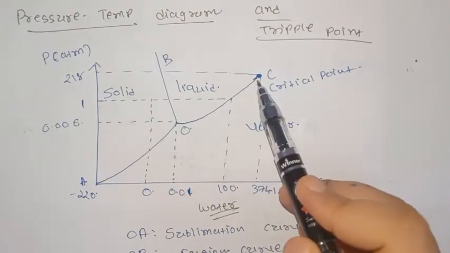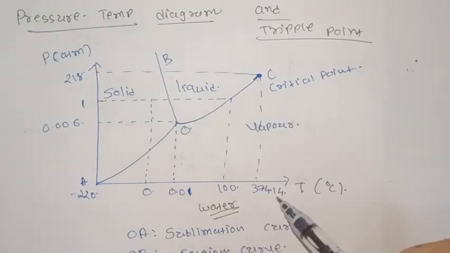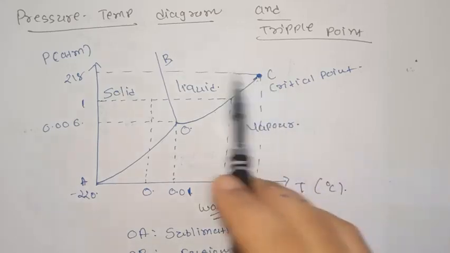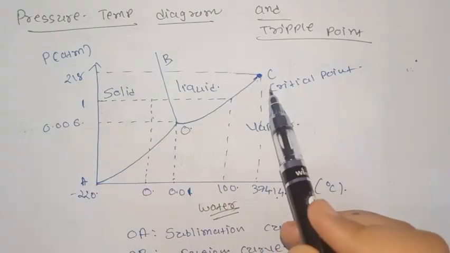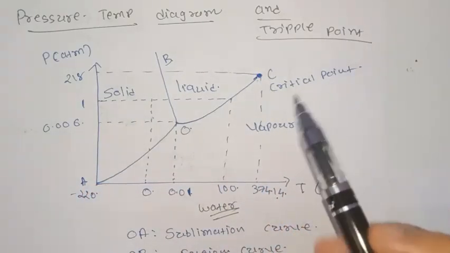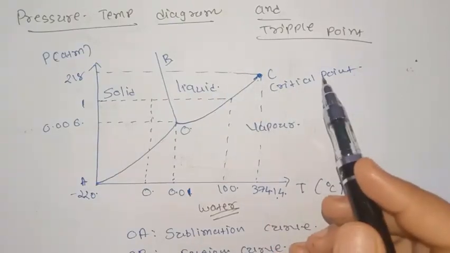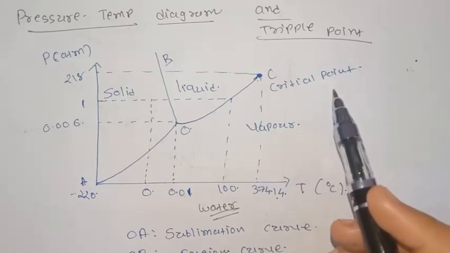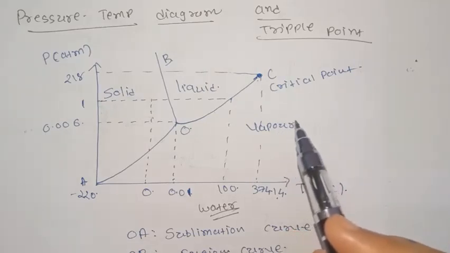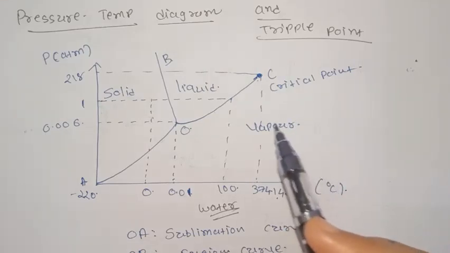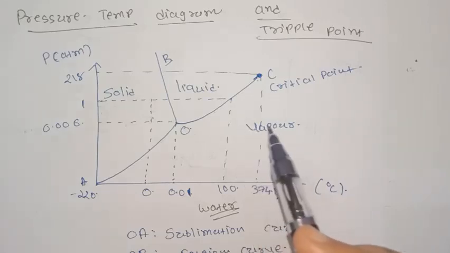The upper limit C of this curve occurs at a temperature of 374.14 degrees Celsius and a pressure of 218 atmospheres. It is known as the critical point. A substance cannot exist in a liquid state at a temperature above that of the critical point, regardless of how great the pressure may be. Helium has the lowest critical temperature, minus 268 degrees Celsius, and is therefore a gas at all temperatures above that.